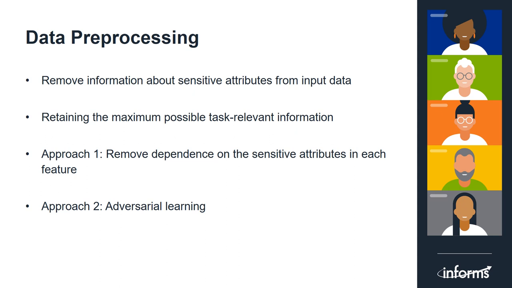There are two approaches to achieve this. One approach is to map the input features to a space orthogonal to the sensitive features before feeding them into the machine learning algorithm. Another approach is adversarial learning. The basic framework is to simultaneously learn a predictor and the adversary in a neural network. The predictor tries to predict the labels, and the adversary tries to model the sensitive attributes. The goal is to maximize the predictor's ability to correctly predict the labels, while minimizing the adversary's ability to predict the sensitive attributes.